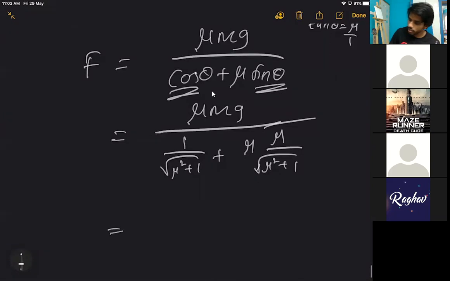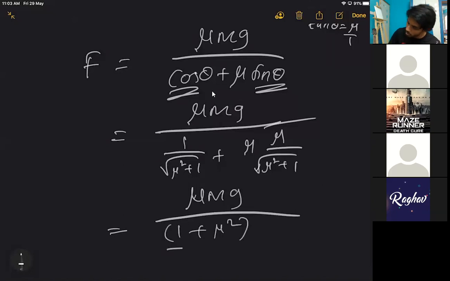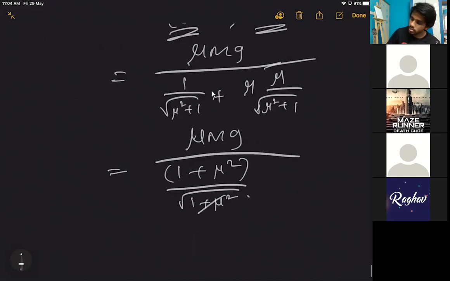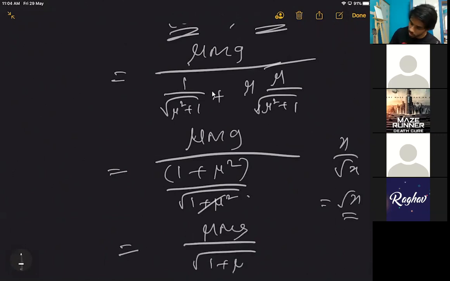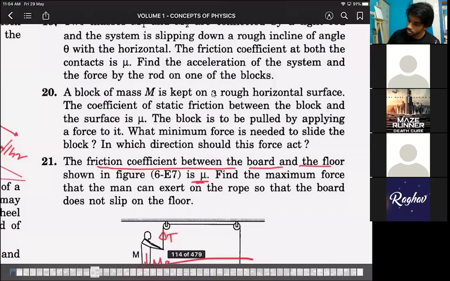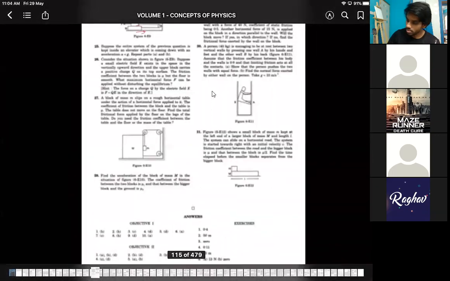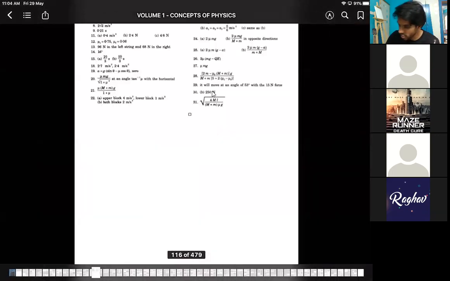This looks like a very long method, but I'm sorry, you have to do it. 1 plus mu square by root over 1 plus mu square. What do you get? You cancel this thing. Like you have x by root x. What do you get? Root x, right? So you have mu mg by root over 1 plus mu square. Now did we get the answer? Of course we did. So we have to do all this. Yeah, sometimes life is difficult sometimes, man.